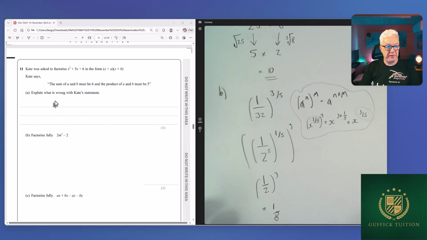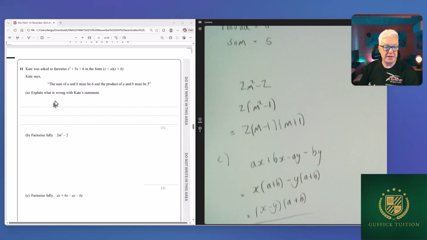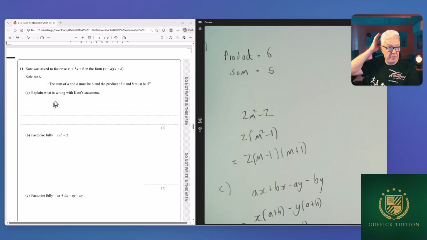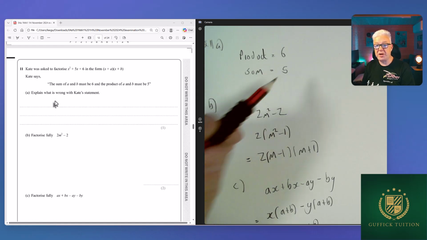Kate was asked to factorize x squared add 5x add 6 into that format. Kate says that the sum of A and B must be 6 and the product must be 5. What's wrong with Kate's statement? Kate's got it the wrong way round. The product should equal 6 and the sum should equal 5.